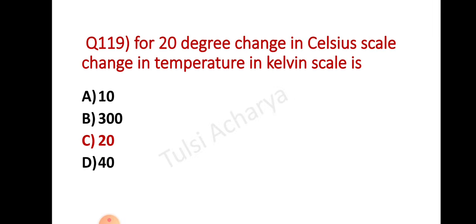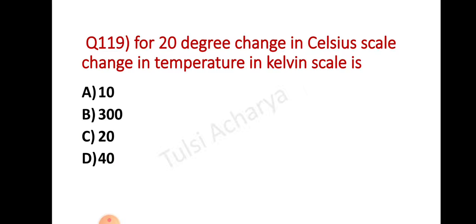Now let's move to question number 119. For 20 degree change in temperature in Celsius scale, the change in temperature in Kelvin scale is 20 degree. Same. The change in temperature will be same. If we have to convert a particular temperature to Kelvin scale, we need to add 273 to that degree centigrade. But change in temperature in Kelvin scale will be same as that of change in temperature in Celsius scale. In Celsius and Kelvin scale, difference will be same.